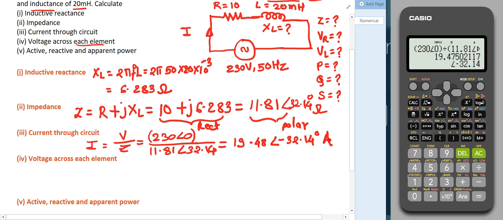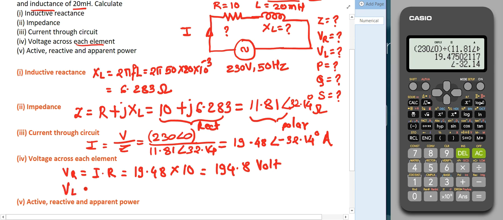Now I want to calculate the voltage across each element, means the voltage across resistors and voltage across inductors. So first we'll calculate the VR. To calculate the VR, it is I into R according to Ohm's law. So the current, only take the magnitude, 19.48 into the value of the resistance, 10. So here you will get the voltage as 194.8 volt.